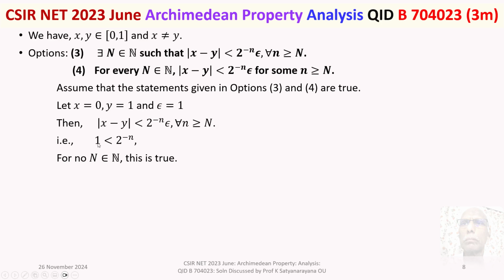This means to say 1 less than 2 power minus n means 2 power n is less than epsilon. 2 power n is exponentially growing. How can this be less than 1? So therefore, for no natural number, this is true. Therefore, your assumption that statements 3 and 4 are true is false. Therefore, option 3 and option 4 are not true. Thus, the answer to this question is option 1.